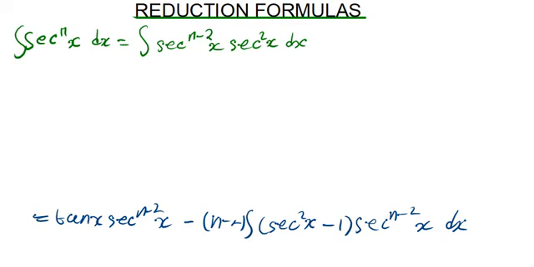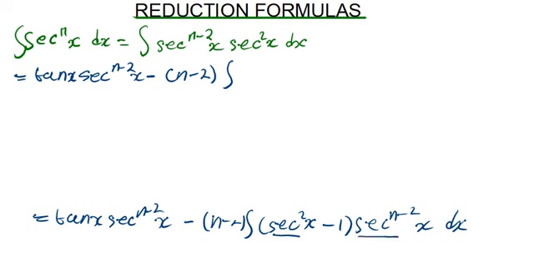Okay, so when you look at this part here, we just have to distribute the sec^(n-2) x within the brackets that we have there. So this will be equal to tan x sec^(n-2) x minus (n-2) times the integral of sec squared multiplied by that one. The bases are the same, so you add the powers. That will leave us with sec^n x minus sec^(n-2) x dx.